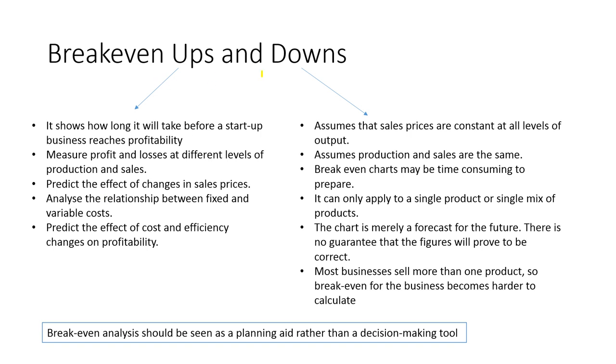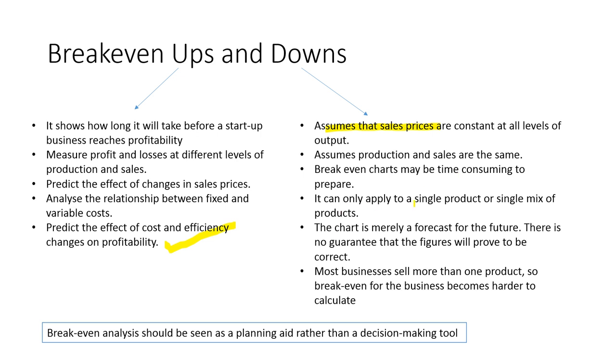So what are the ups and downs of break-even? The ups are, it shows how long it will take before a startup business reaches profitability. It measures profit and loss at different levels of production and sales. It predicts the effect of changes in sale prices and analyzes the relation between fixed and variable costs. It predicts the effect of cost and efficiency changes on profitability. The downsides are, it assumes that the sale price is constant at all levels of output. It assumes production and sales are the same. A break-even chart may be time-consuming to prepare.